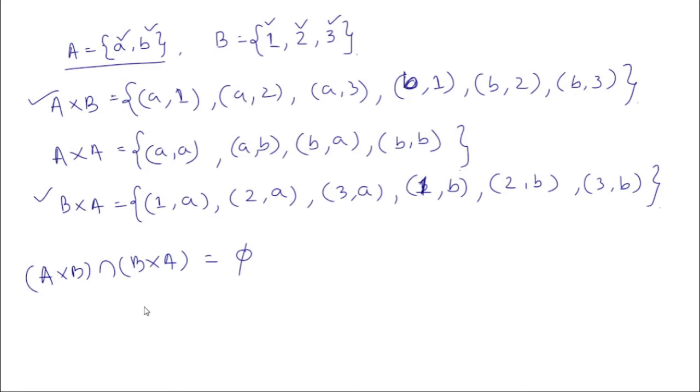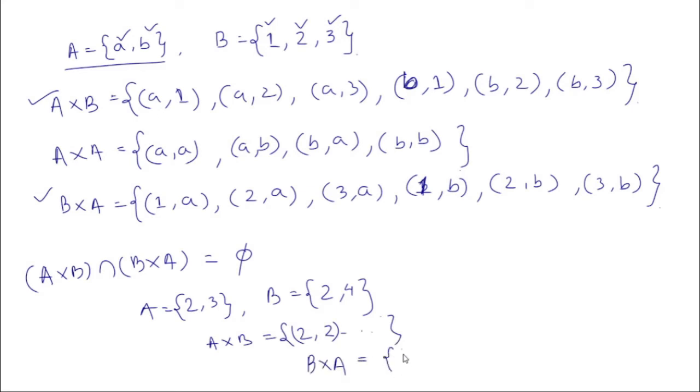If A is a set where the elements are 2 and 3 and B is a set where the elements are 2 and 4, then in case of A cross B, I will have (2, 2) as an element, and in case of B cross A, I will also have the ordered pair (2, 2). So in these kinds of cases, the intersection of A cross B and B cross A will not be empty. Rather, it will be this element, as this is common.